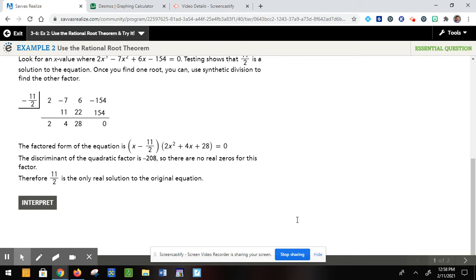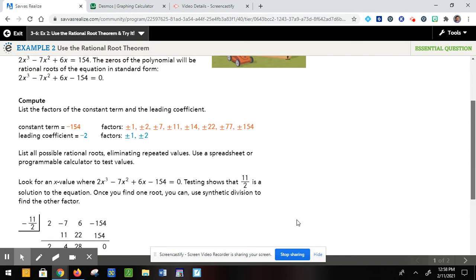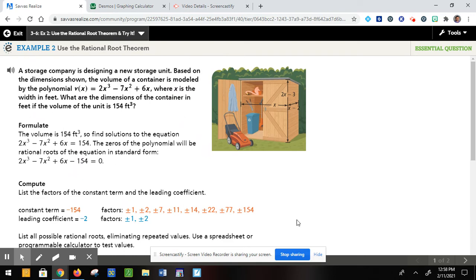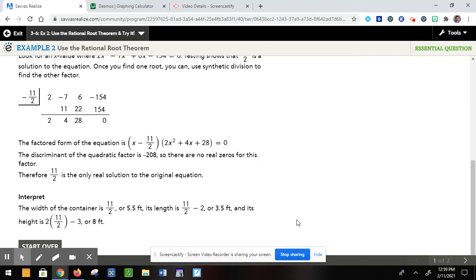Using the quadratic formula on the quadratic part that's left, you're getting a discriminant that's negative, meaning that the zeros associated with that would be imaginary. So 11 halves is the only one. So that means the width is 11 halves. And then if you go back and work out the, I guess there are expressions given in the picture there, but you just substitute the 5.5 or 11 halves in to get the length, which is 3.5, and the height, which is 8.